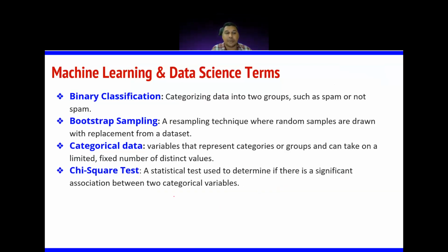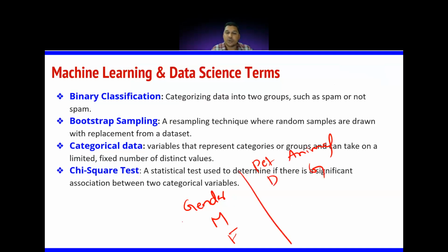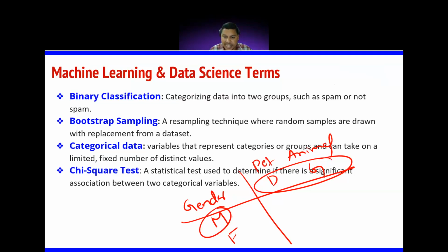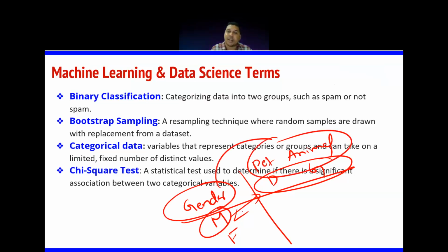Like we have seen, an example of chi-square test can be gender and the pet animal. So I have male, female, and I have pet animal, dog and cat. The question here is: is there any relation between gender and their pet animal preference? Is there really a relation between gender and the pet animal? Some data will be given to you. You apply chi-square test and identify the relation between gender and their choice of pet animal.